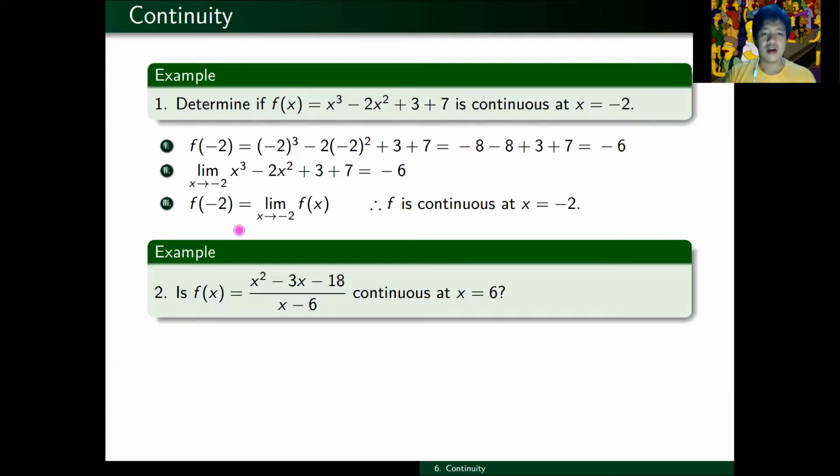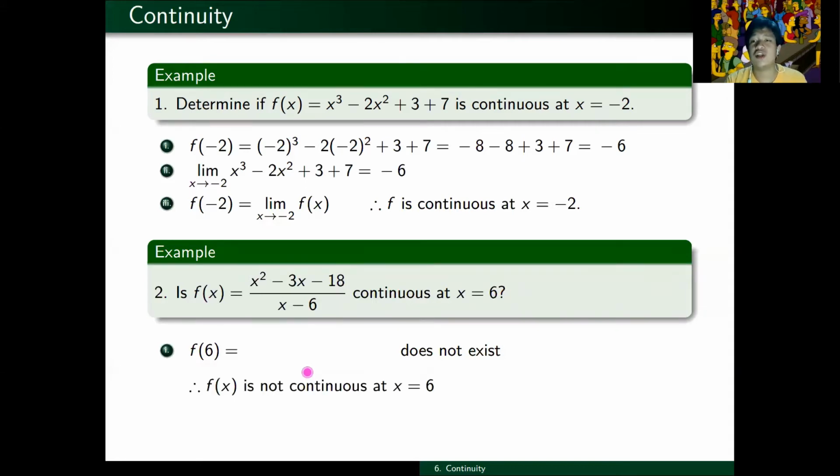Okay? How about this one? Is this function continuous at x equals 6? Let's check. First condition. Let's check if f of 6 exists. If you try to plug in 6 to all the x's there, yung taas, you get 36 minus 18 minus 18, that's 0. But yung baba, you also get 0. Undefined. Does not exist. Tapos ka na. One condition already failed. You can already say f of x is not continuous at x equals 6.